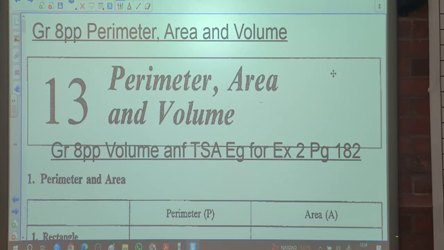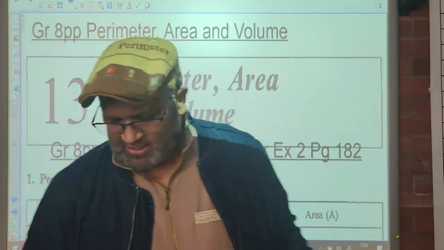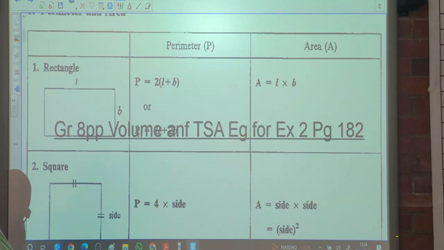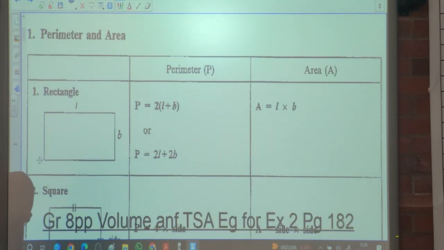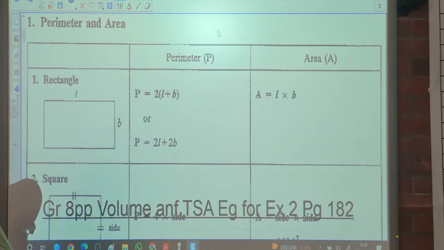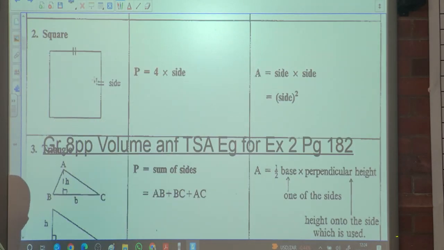Good morning, class. So today we're looking at perimeter, area and volume, chapter 13. But at this point we have concluded perimeter and area. So today we're going to look at, just to refresh your memory, the rectangle. The area of a rectangle is length times breadth, while the perimeter is going to be 2 length plus 2 breadth. The square, area is going to be side times side or side squared. The perimeter is going to be 4 times side.